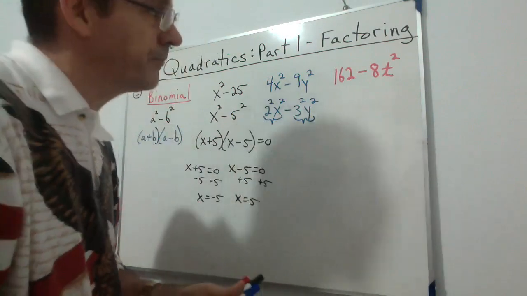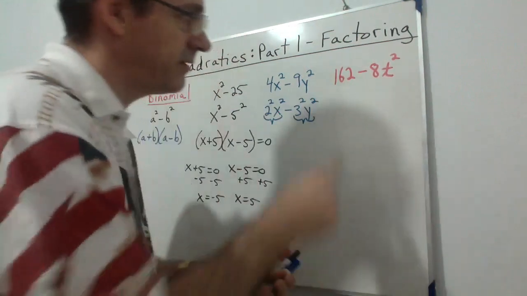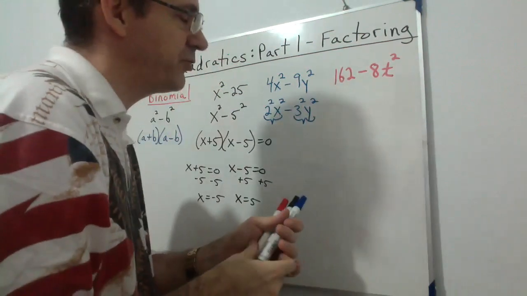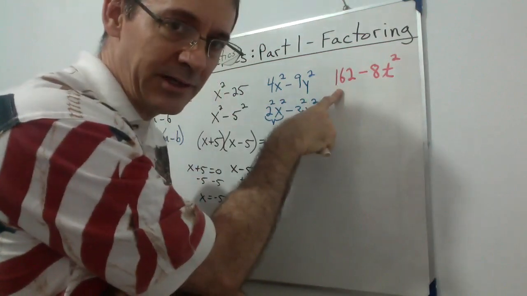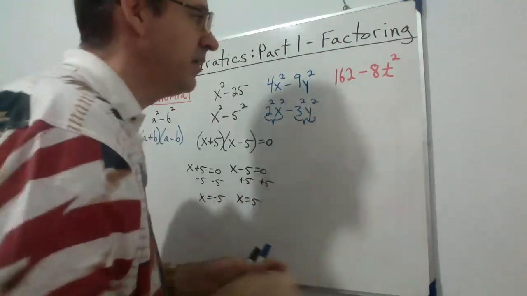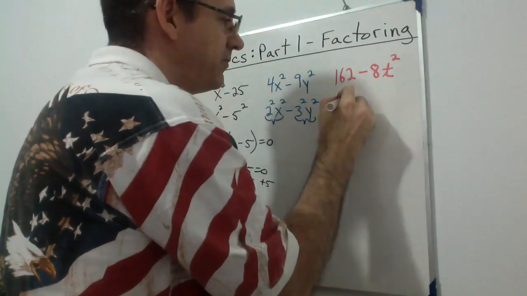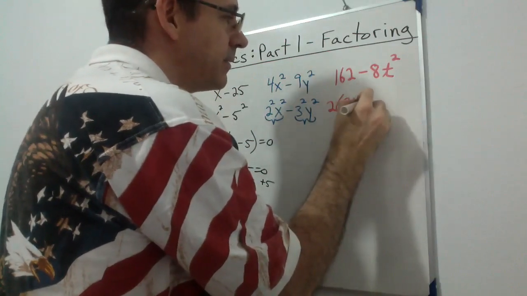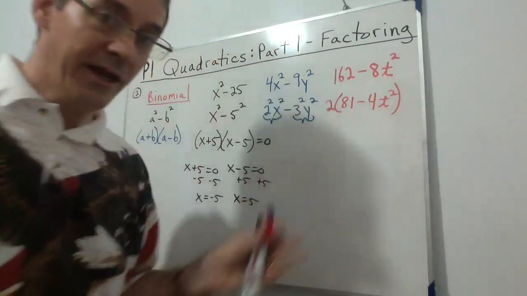You might get stuck. So say, is there something that divides into these? Yeah, I can see that 2 goes into it. 4 goes into this, but 4 does not go into this. 8 goes into this, but 8 does not go into that evenly. So we'll just take 2 out. We take 2 out. That leaves us with 81 minus 4t squared. And you go, there, I'm done.